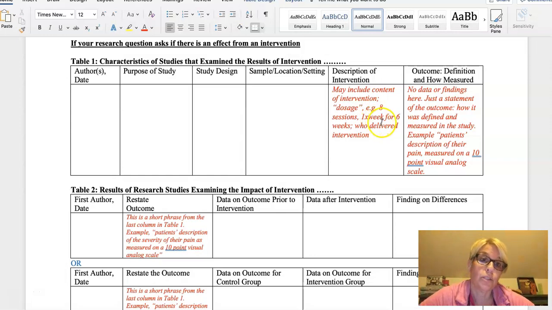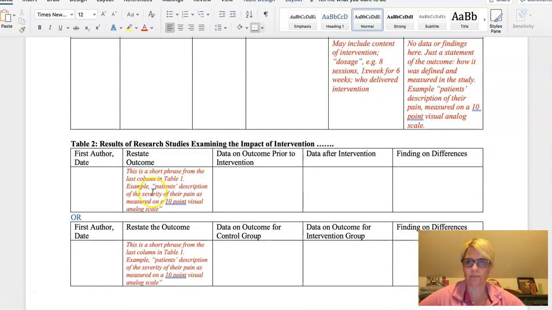It says here who delivered the intervention. So was that the researchers or was it a licensed therapist? Who did it? Makes a difference. And then outcome definition and how measured. So an example is patients' description of their pain measured on a 1 to 10 scale. So it's the same thing. How was it measured?